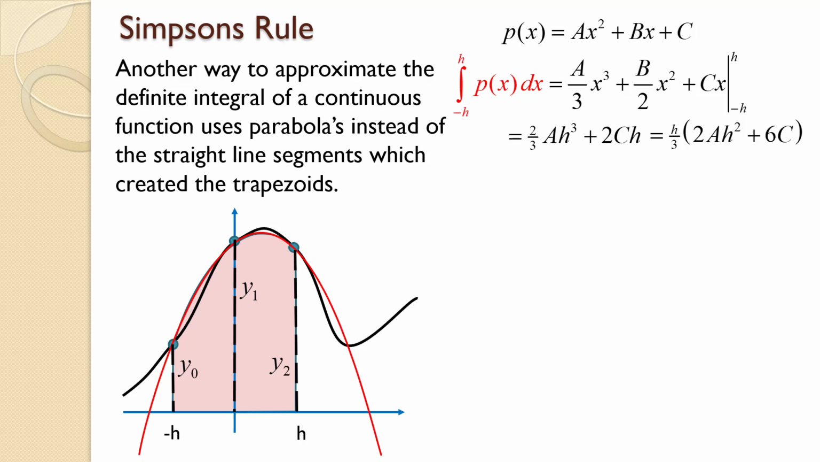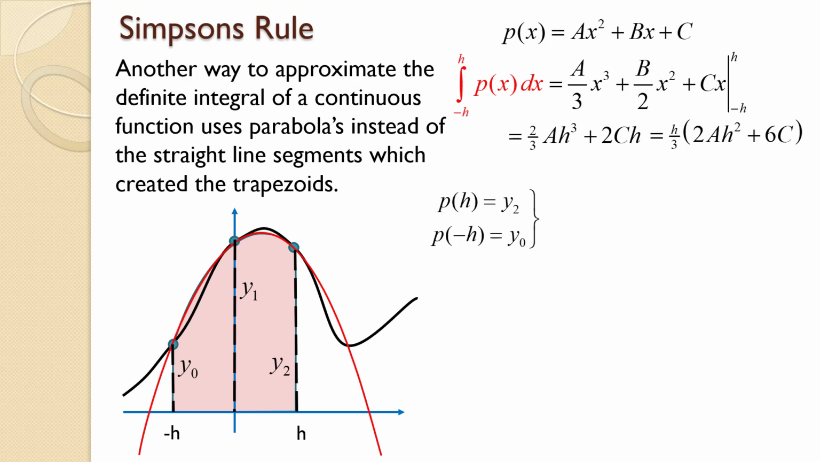Now, if we only knew what 2 times a h squared plus 6c was in terms of y sub 0, y sub 1, and y sub 2, we would have a really nice way to find the area underneath the parabola, above this interval, by looking only at the y values.